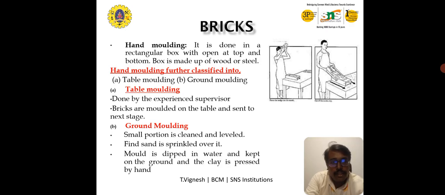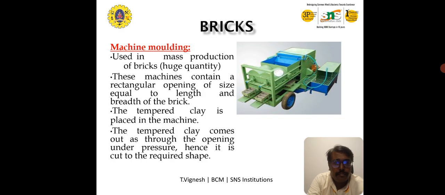And in ground molding, some portion of the ground has been cleaned up and leveled, and initially fine sand is sprinkled over it, and then the mold is dipped in water and kept on the ground, and then the clay is pressed by the hand. And machine molding, these are all the things that we use nowadays as a modernized one.